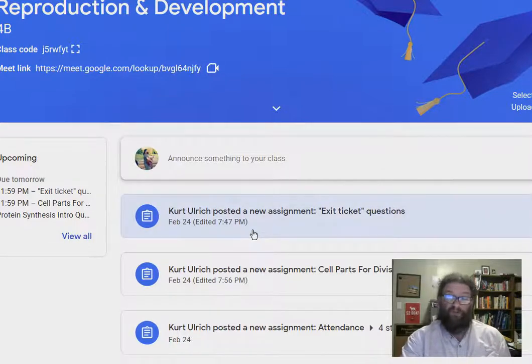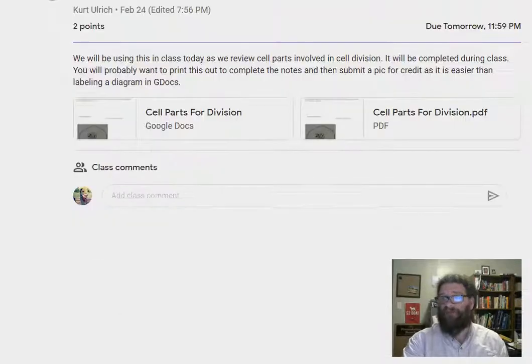If you're doing this in class, of course, you've got the piece of paper in front of you. So there you go. When you click on that, you'll get something like this. Again, I would suggest using Kami to open the cell parts for division. If you want to use Google Docs, that's fine, but it's going to be hard to do the labeling of the diagram. And if you want to just print it up and do it on paper, I understand.